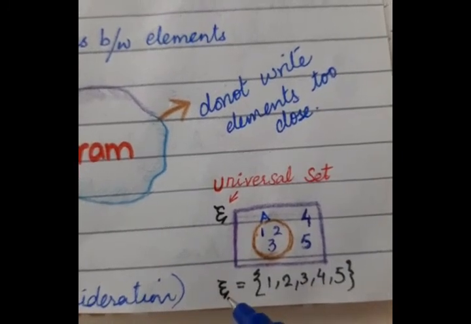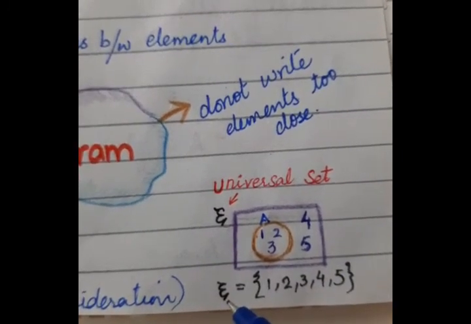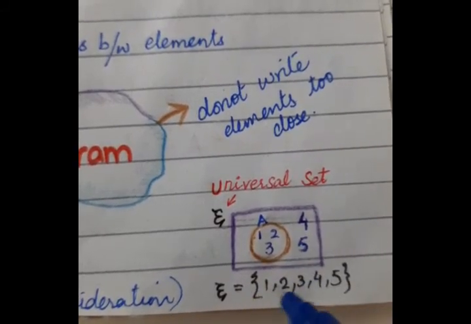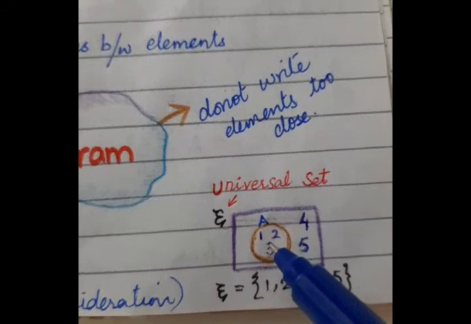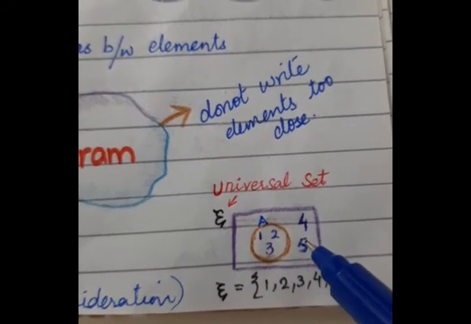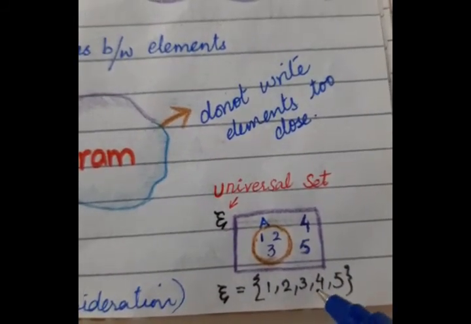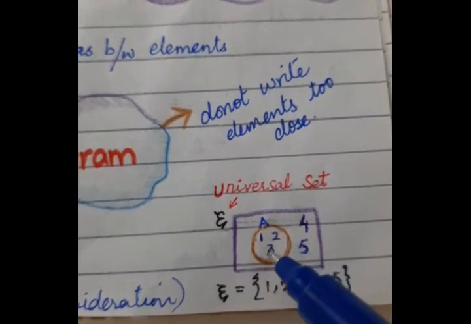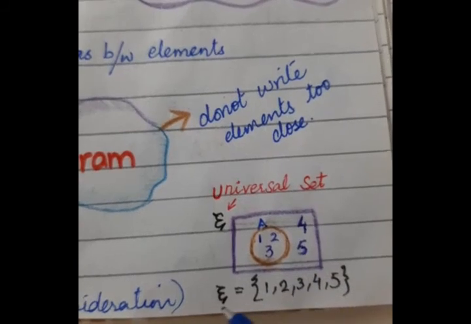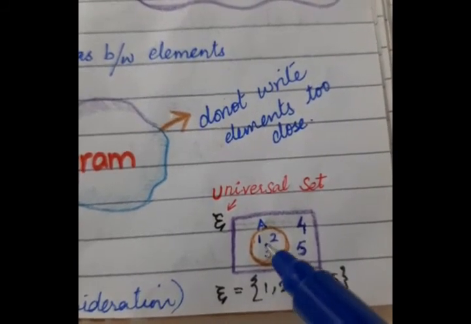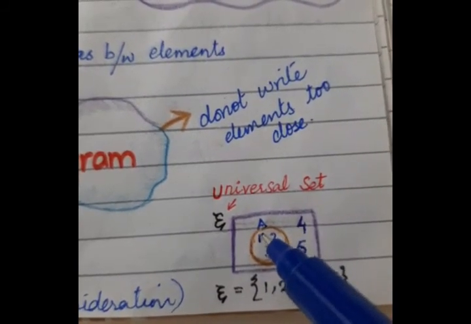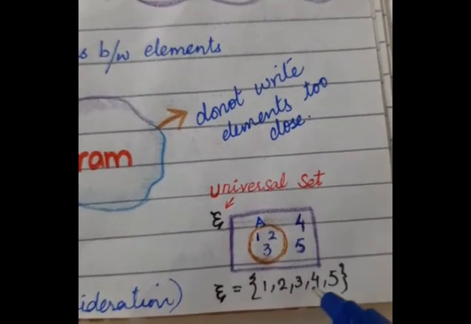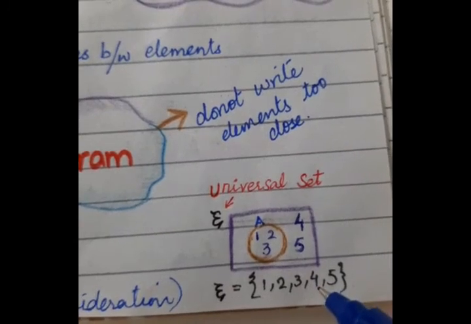This is the notation of the universal set. You are going to read it as xi. It's a Greek letter. So you are going to write all the elements which are inside this circle and outside of it. It means that we had a set whose elements were 1, 2, 3, and the universal set is going to contain this set also, and outside of it all the elements that are outside of it. So these are the elements we have.